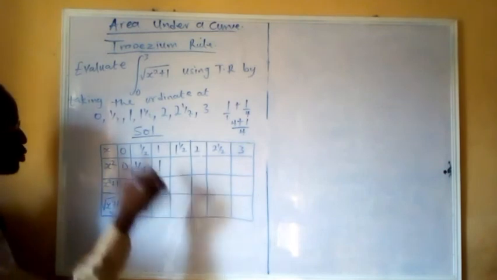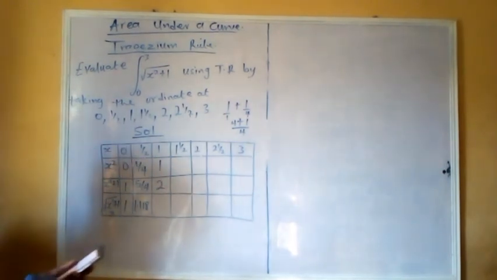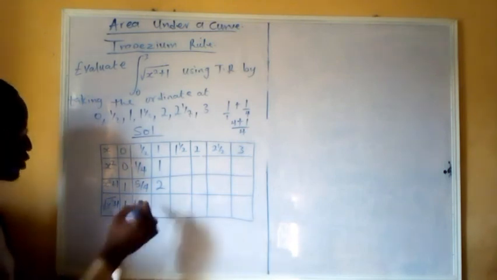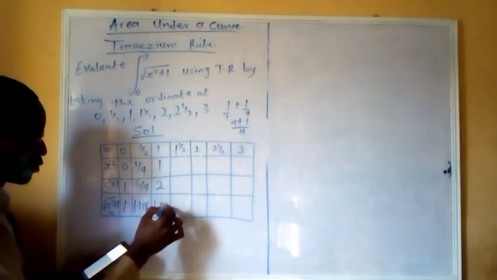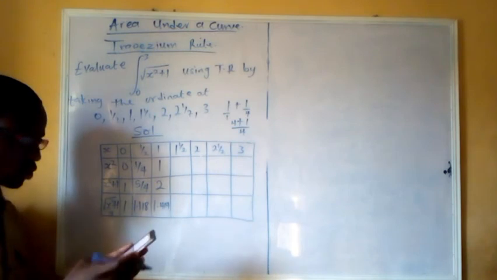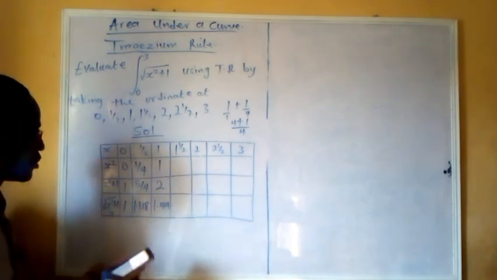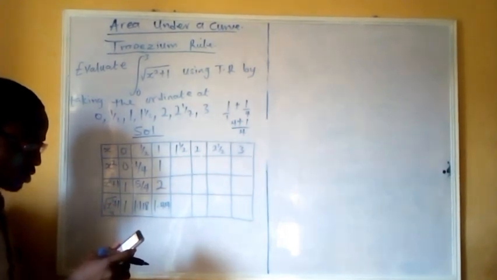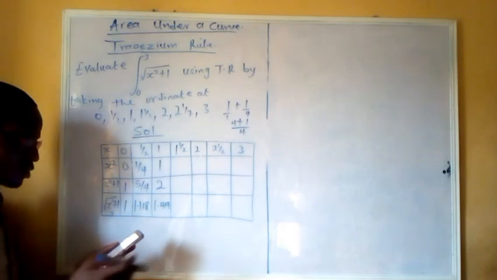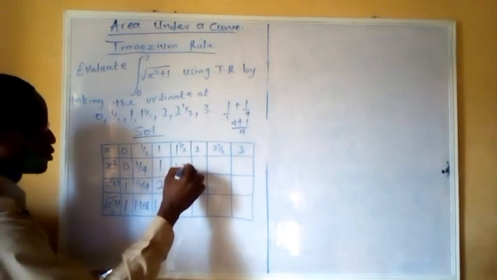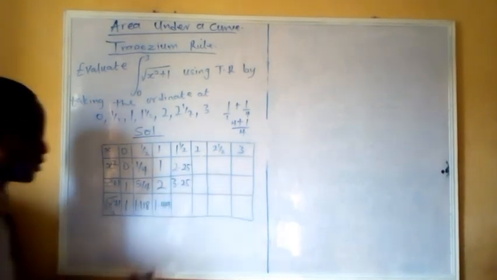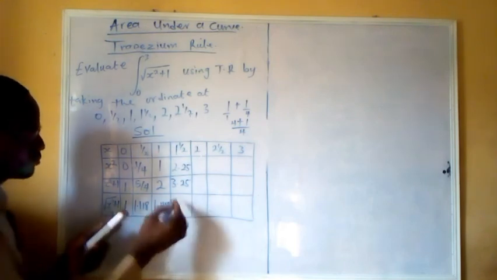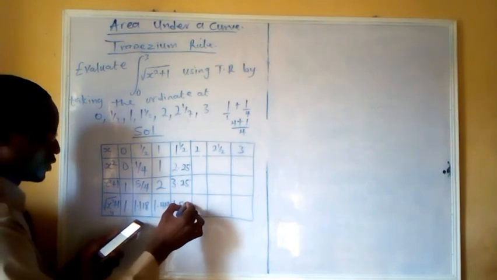Then 1 squared is 1, 1 squared plus 1 is 2, so we find the square root of 2, which gives 1.414. Then for 1 and a half, that's 3 over 2, which is 1.5. 1.5 times 1.5 gives 2.25, plus 1 is 3.25, and the square root of 3.25 gives 1.803.